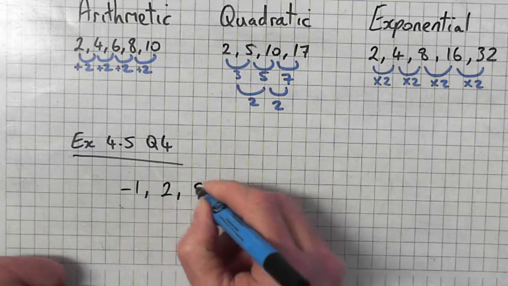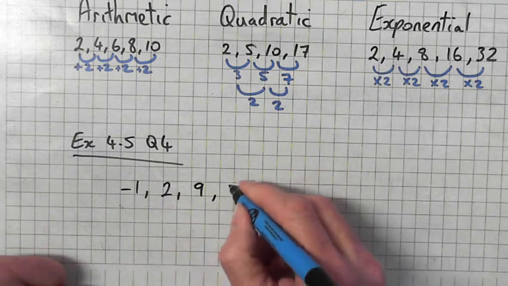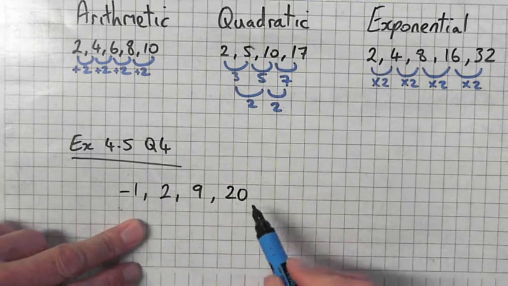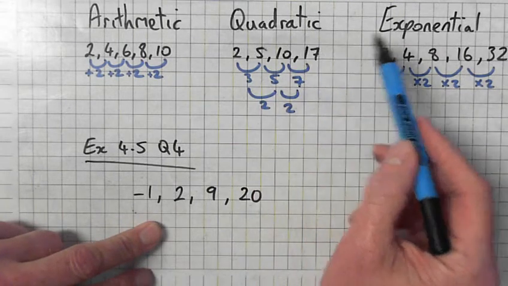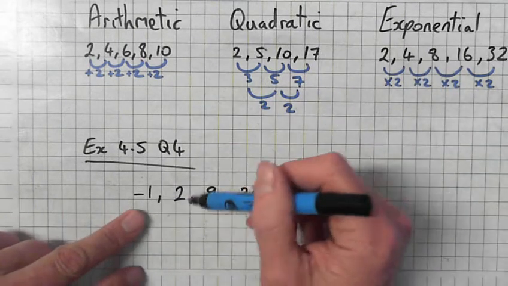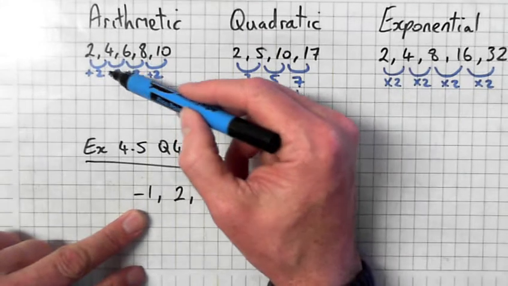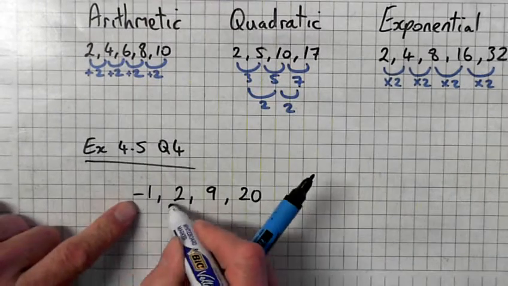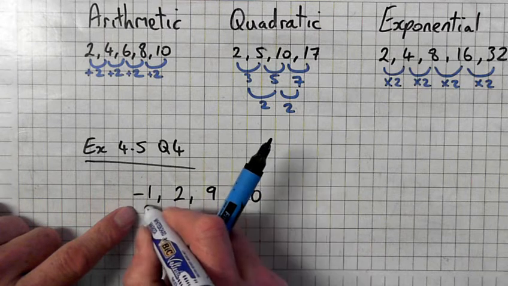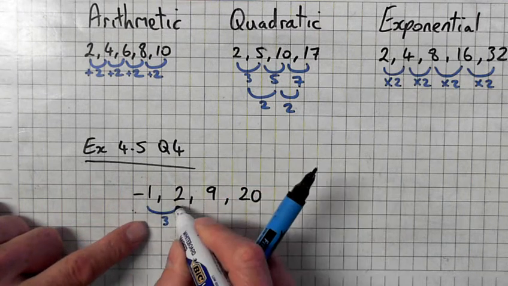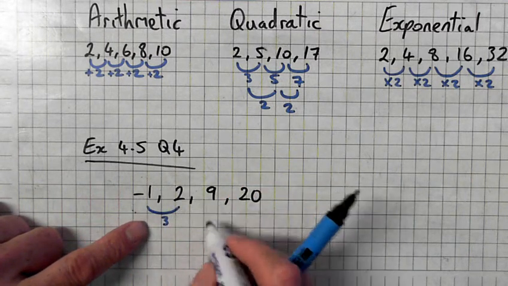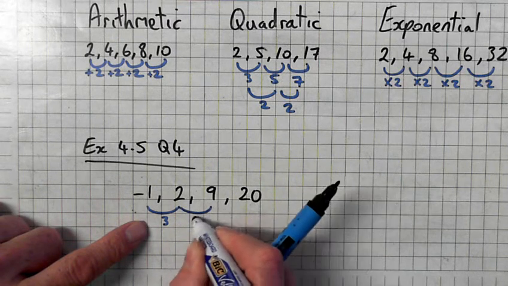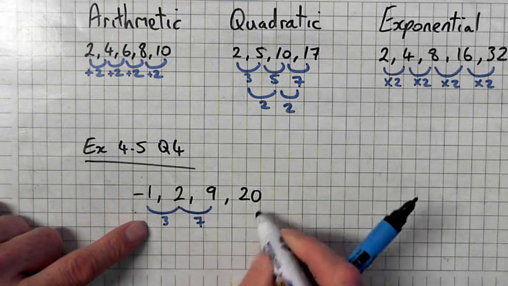Minus 1, 2, 9, 20. We have to figure out, is this sequence arithmetic, quadratic, or exponential? So the first thing we'll do is see if there is a common difference between them all. What's the difference between -1 and 2? 3. What's the difference between 2 and 9? The difference between 9 and 20?